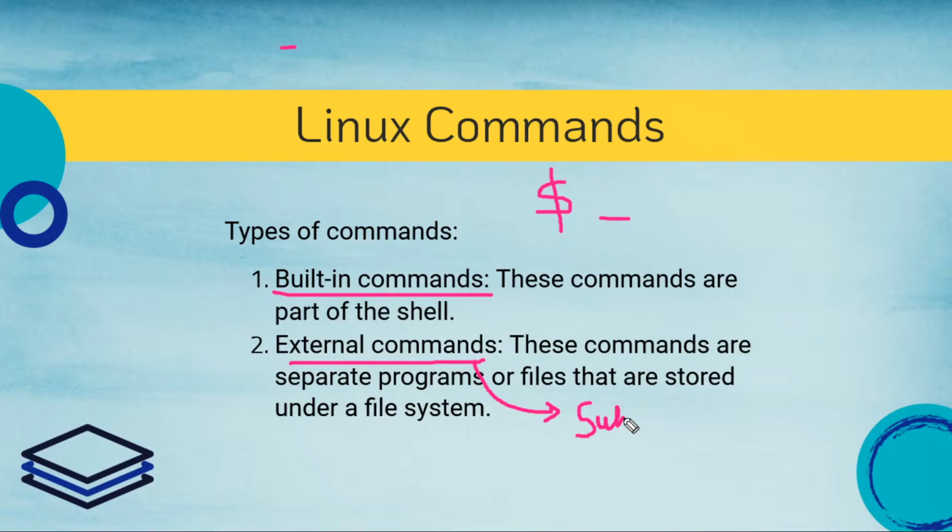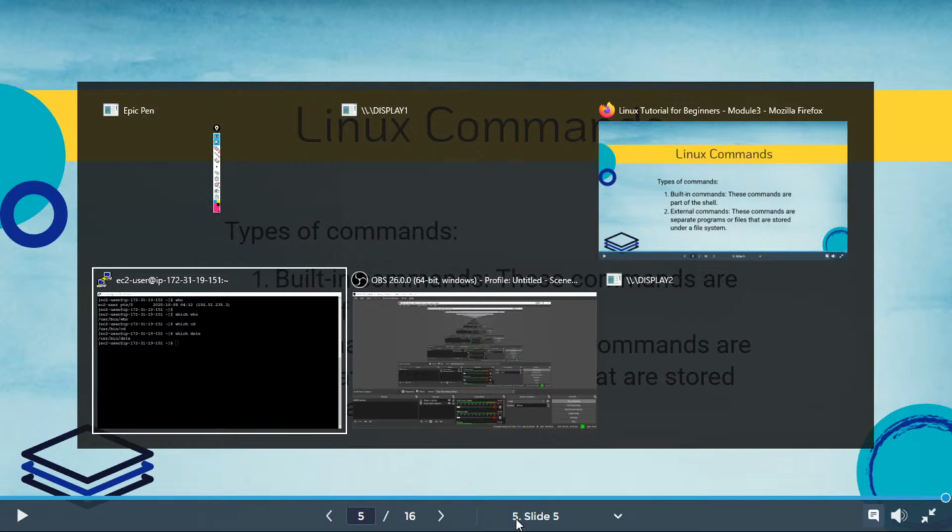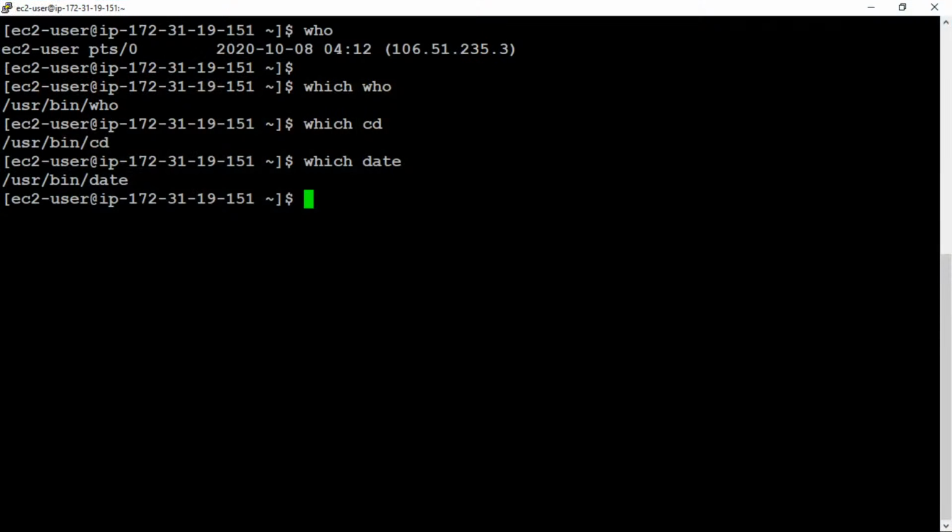Forking happens. All the external commands get executed in a subshell. A fork system call is used. So whenever I am executing any external command, a separate shell, a subshell, is opened. Now let me explain with an example.